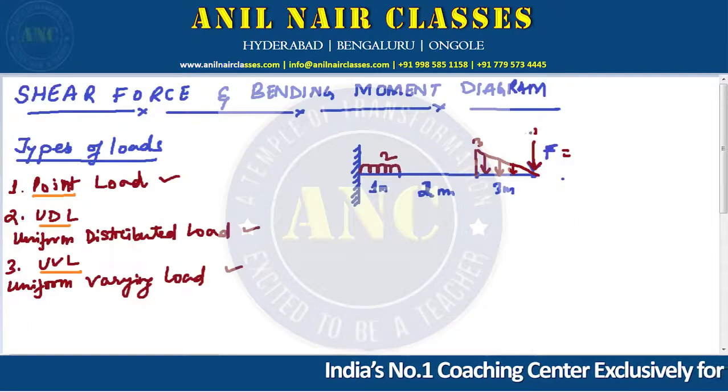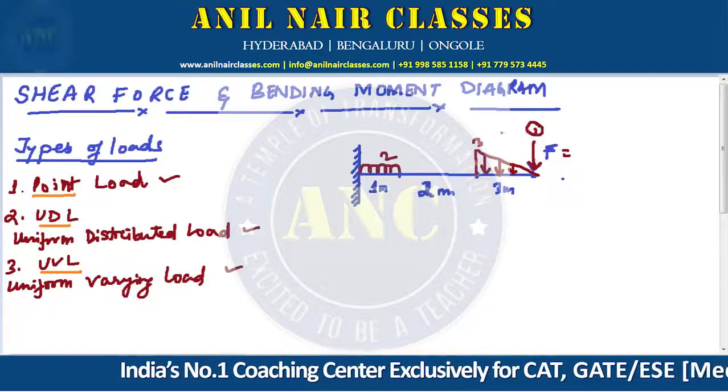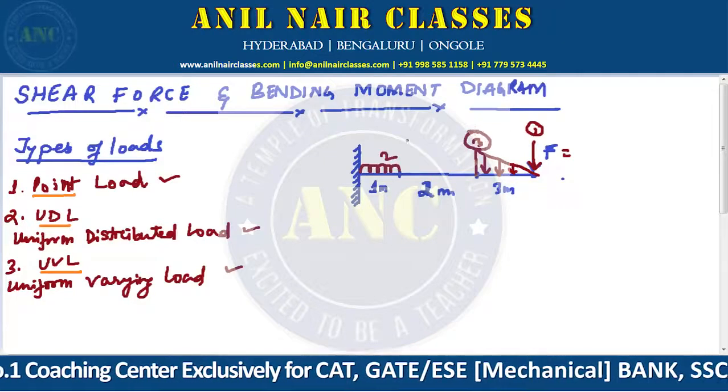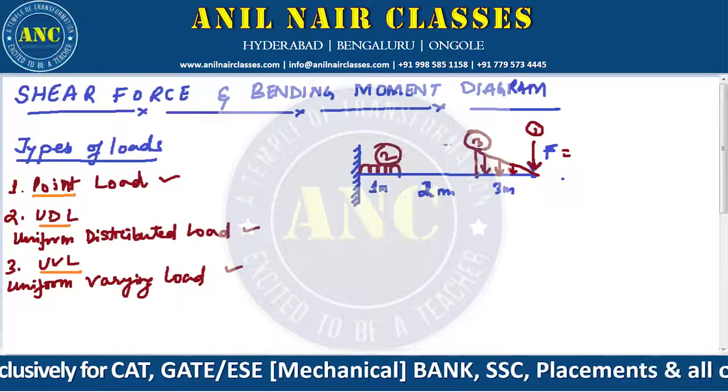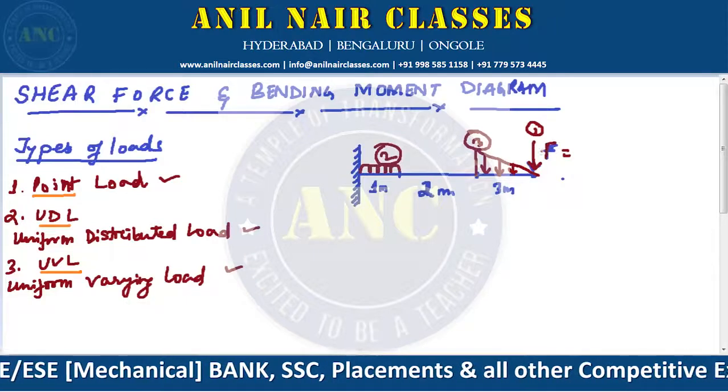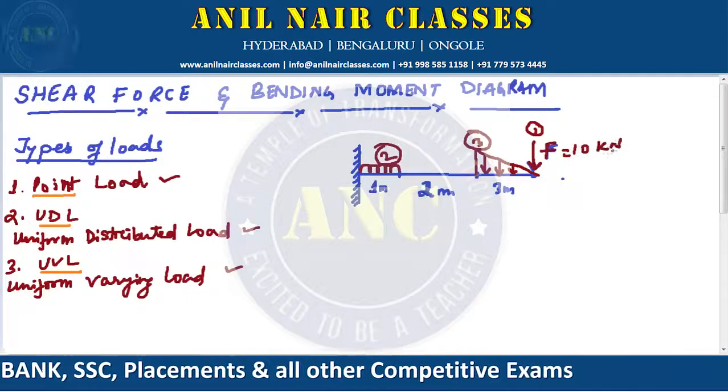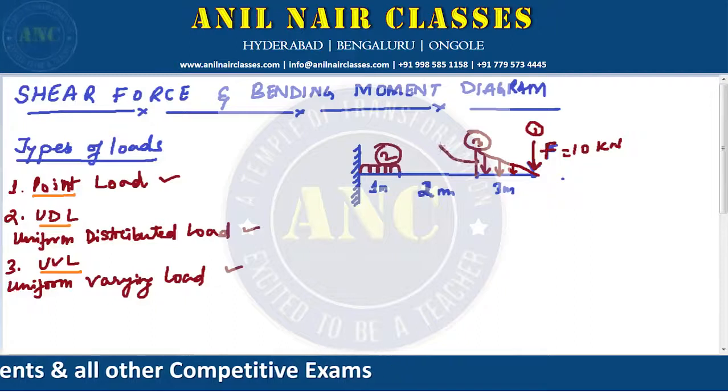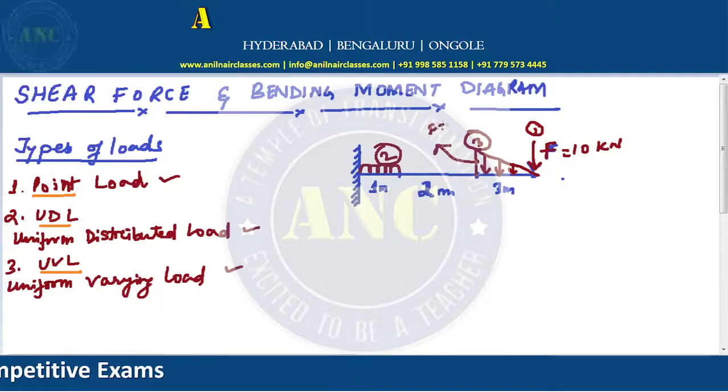So 1, 2, 3 is nothing but 1 for point load, and so on. Now I'll give the loads. Say this force is 10 kilonewton. This force is 20 kilonewton per meter.